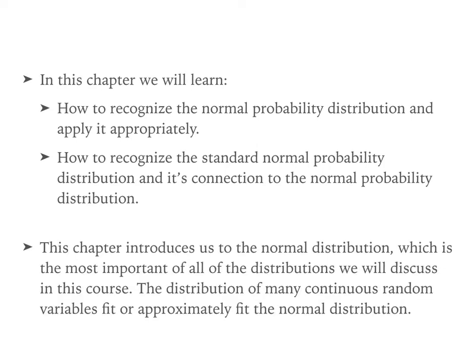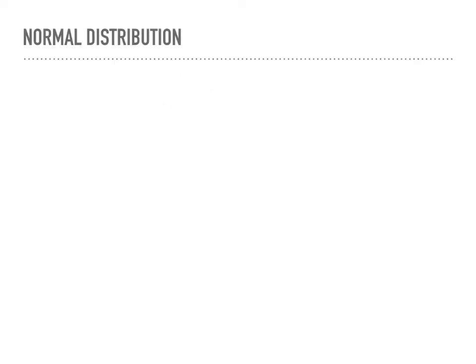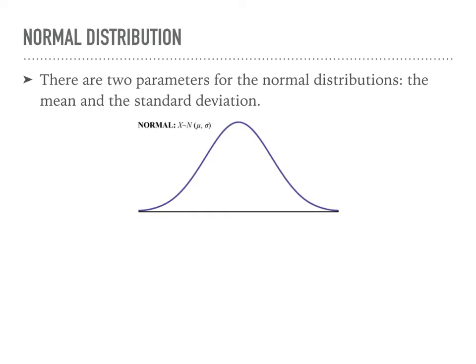This chapter introduces us to the normal distribution, which is the most important of all of the distributions we will discuss in this course. The distribution of many continuous random variables fit or approximately fits the normal distribution. There are two parameters for the normal distribution, the mean and the standard deviation. The normal distribution has a bell shape for a curve.